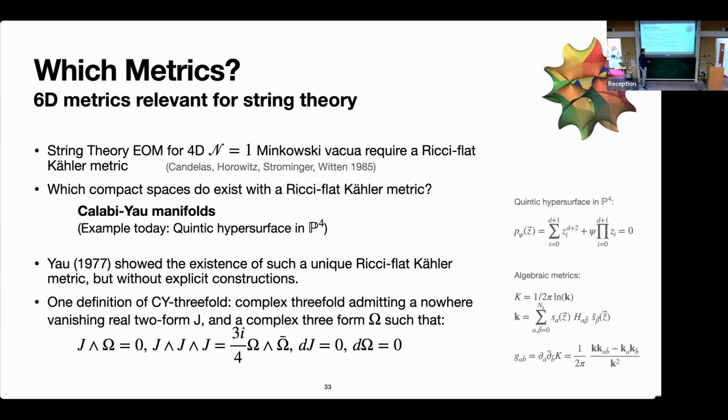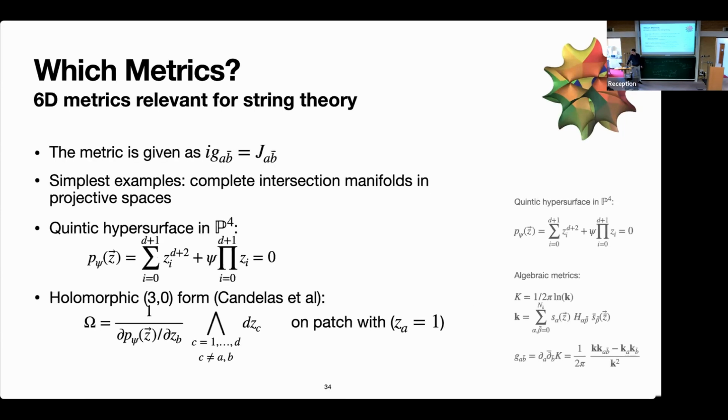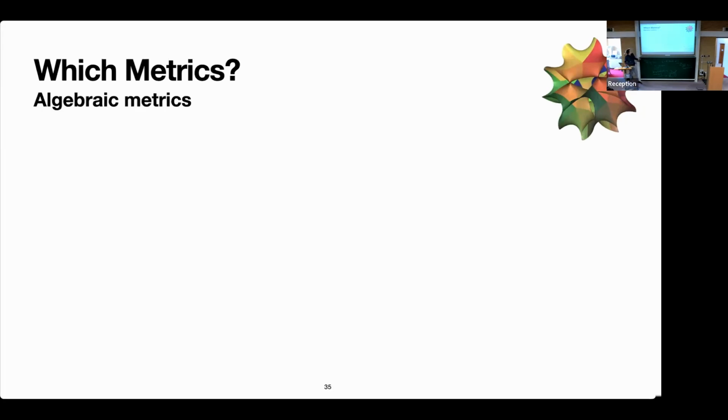And obviously, we do know that such a metric exists, but they are not explicitly constructed, right? Yau in 1977 showed that these metrics do exist, but we could not so far construct them explicitly. So good. Now, the condition that you can put on this Calabi-Yau is the following.